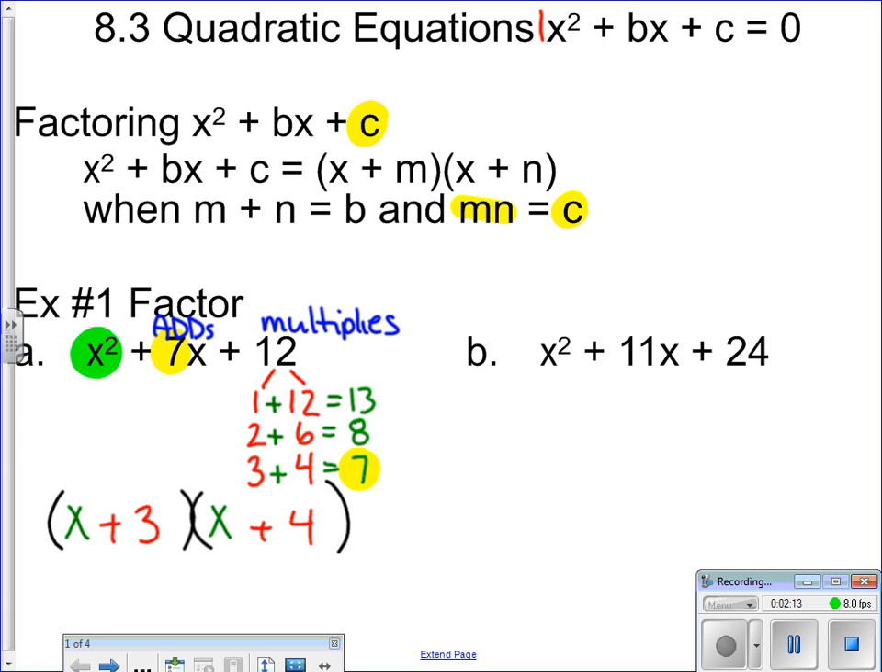Now, in the second example here, I'd like you to take a moment and figure out what two numbers multiply and give you 24. Hopefully you'll find one set of numbers that multiplies and gives you 24 that adds up to 11.